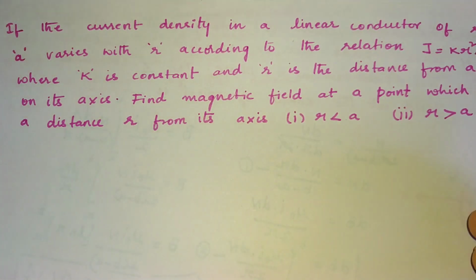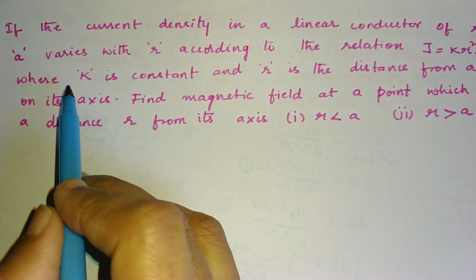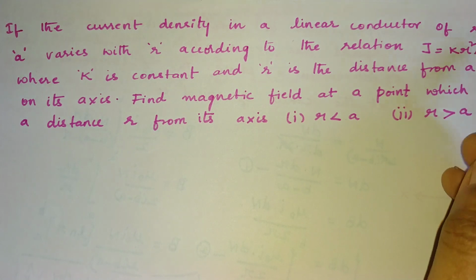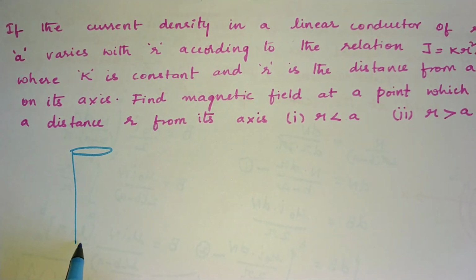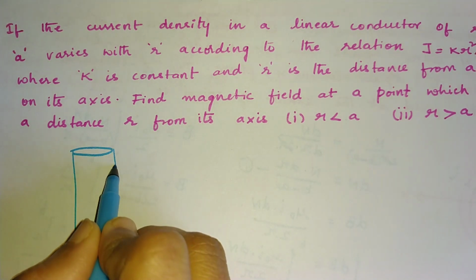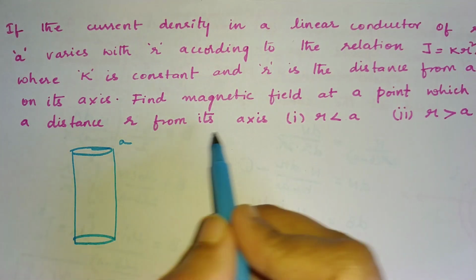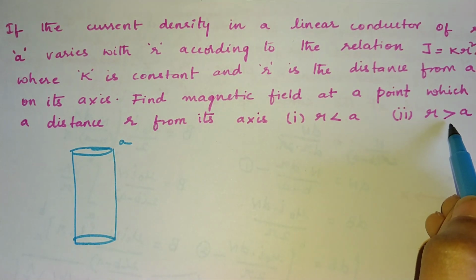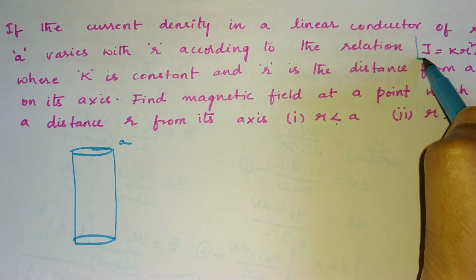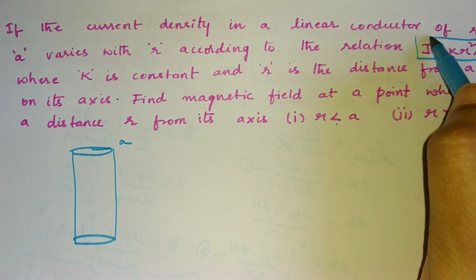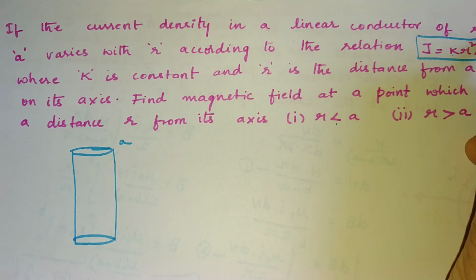In the previous question, we had taken a cylindrical conductor where current density was constant. But look at this question, it is similar to the previous one. Again, we have a cylindrical, very long linear conductor whose radius is a. They are asking you to find the magnetic field inside and outside, for r less than a and greater than a. But how is current density varying for this wire? It is varying according to the relation J is equal to K into r square.